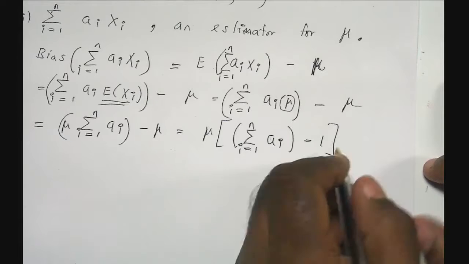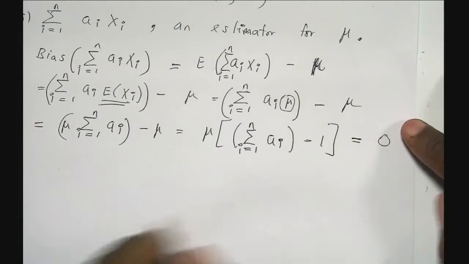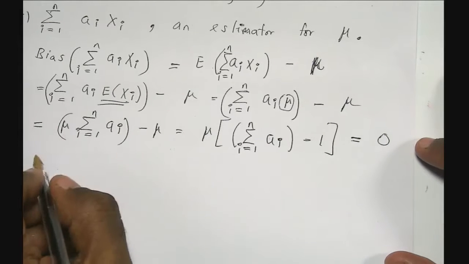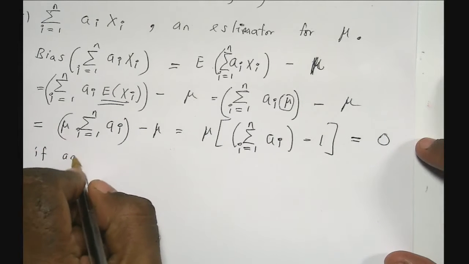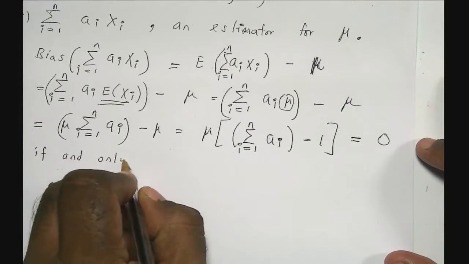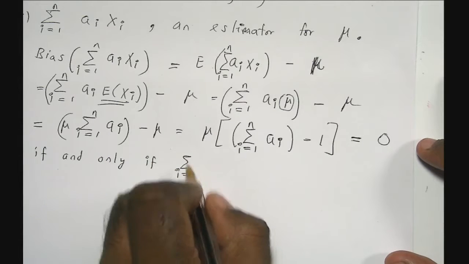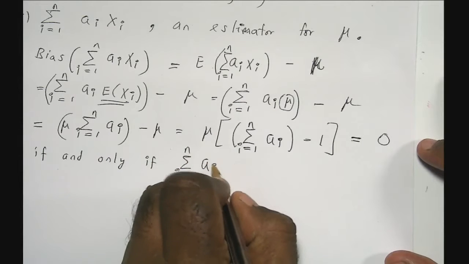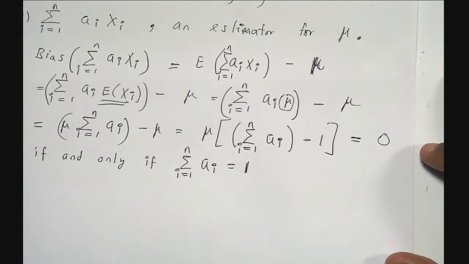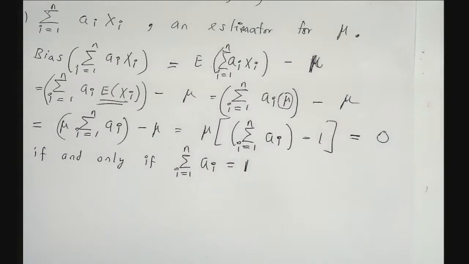Yeah. And this is equal to 0 if and only if the sum of ai is equal to 1. Right, so that completes part 1 of question 2. So the estimator is unbiased if and only if the sum of ai is equal to 1.